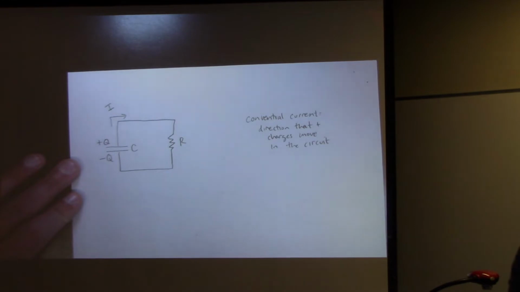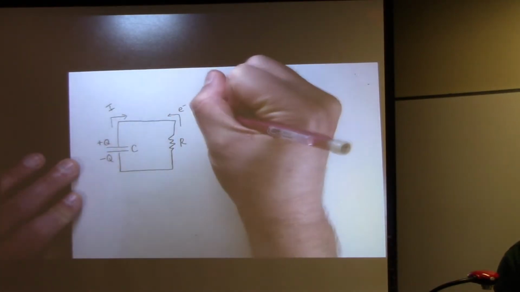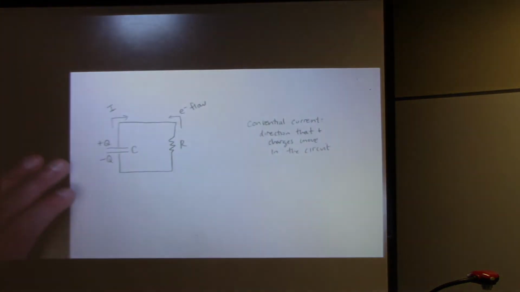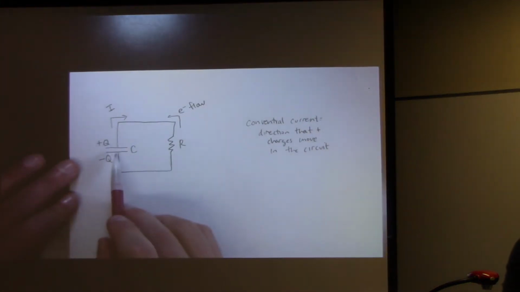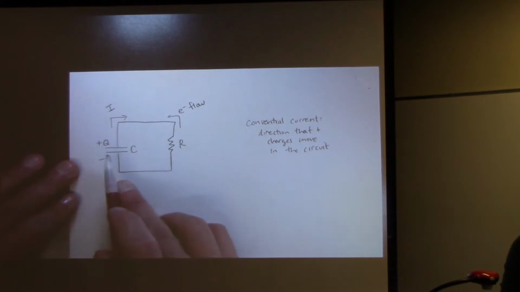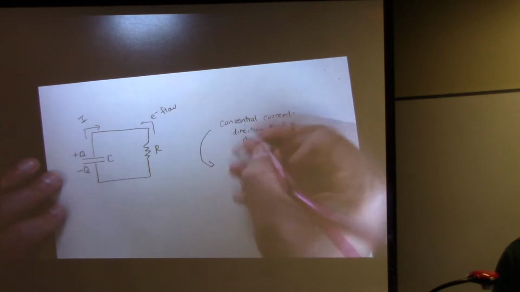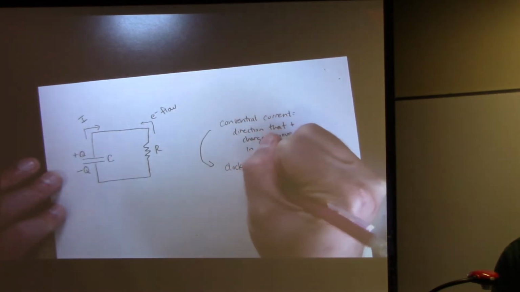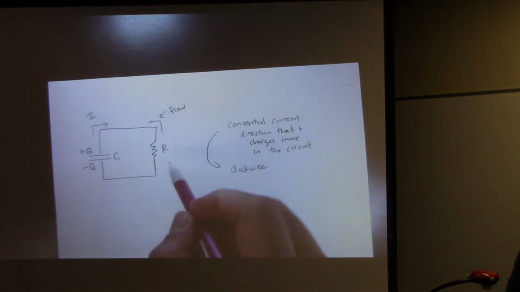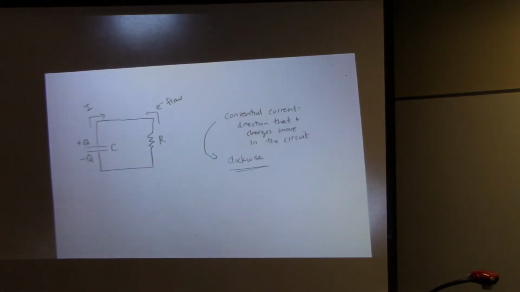That's I. But remember, what's actually happening is electrons are moving the opposite direction. So electrons on the negative plate move up in this direction, counterclockwise, onto the positive plate to neutralize the charge here. So the conventional current is going clockwise. Electrons are actually flowing counterclockwise, but again, we're thinking about conventional current here. So I is clockwise.